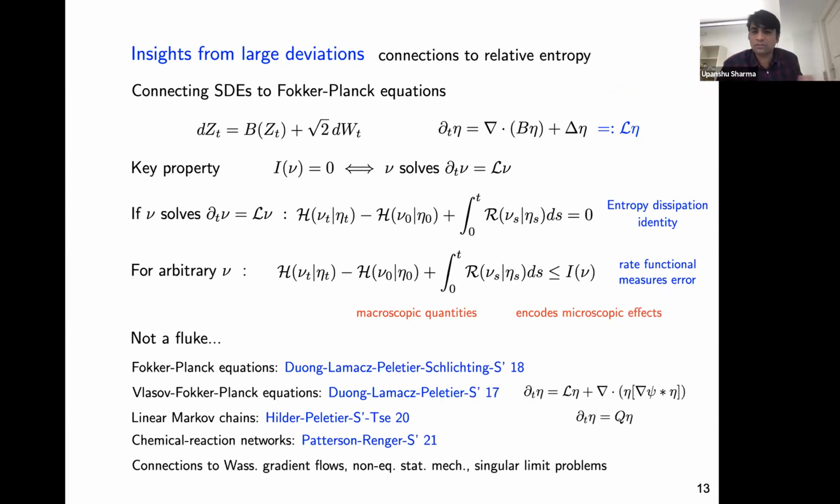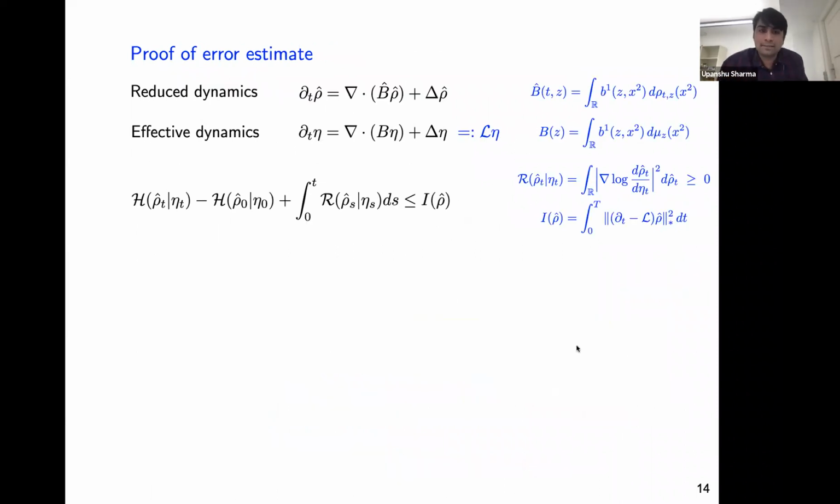And just to point out, this is not a fluke. This is a very general connection which connects to Wasserstein gradient flows and non-equilibrium statistical mechanics. It appears even if you deal with non-linear equations, not only linear in eta. So this is quite a general phenomenon. But okay, how do we use this? How do we leverage this inequality in our setting?